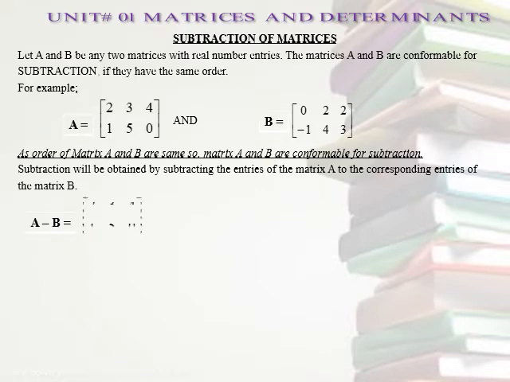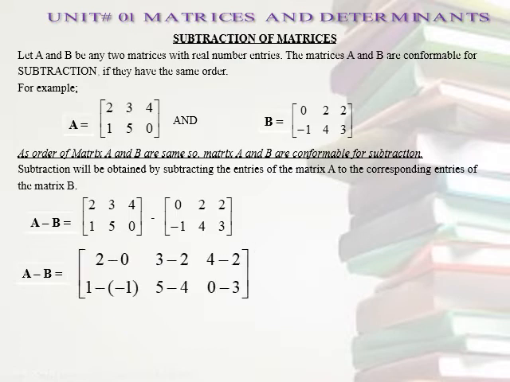As A is written first, so I'll write matrix A first, then minus sign and then matrix B. In this step, I'll subtract the entries of the matrix A to the corresponding entries of the matrix B.